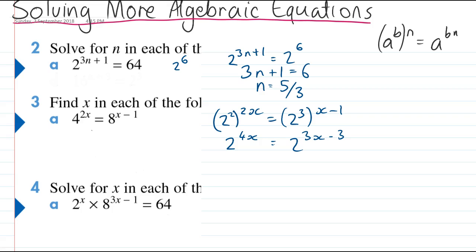The expanding the brackets rule still holds. I'm expanding my brackets: first times first, first times last. Now I can say 4x equals 3x minus 3. Then take 3x away from both sides and end up with x equals negative 3. Okay, and I'm done.